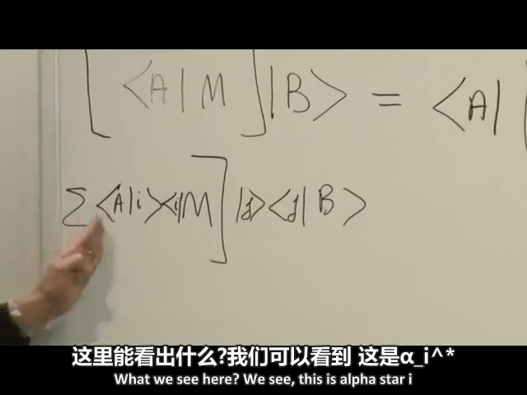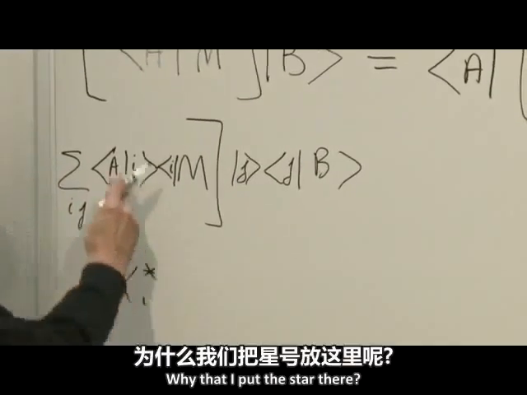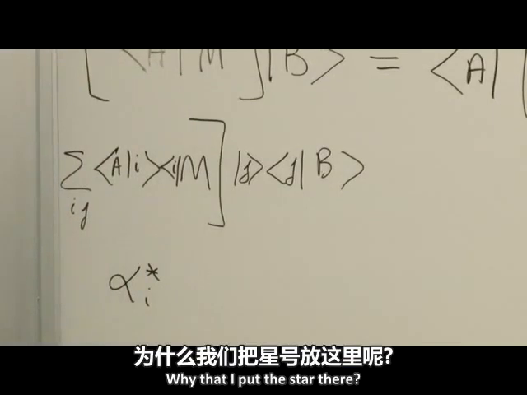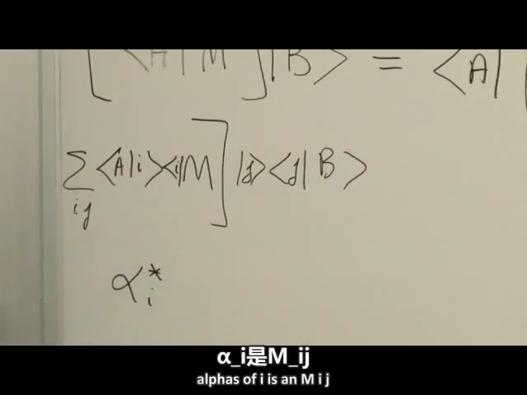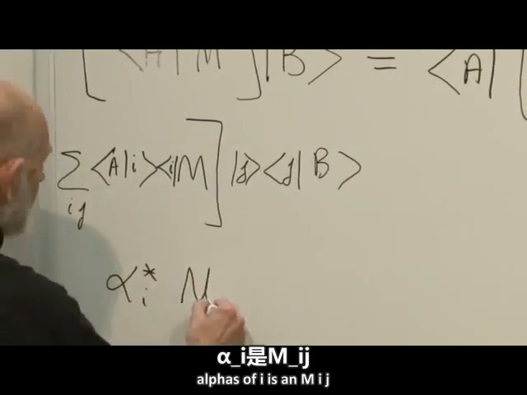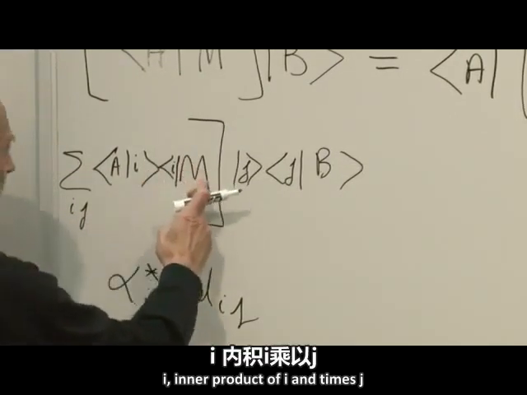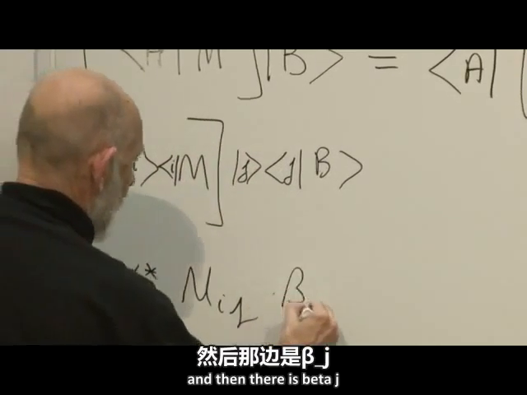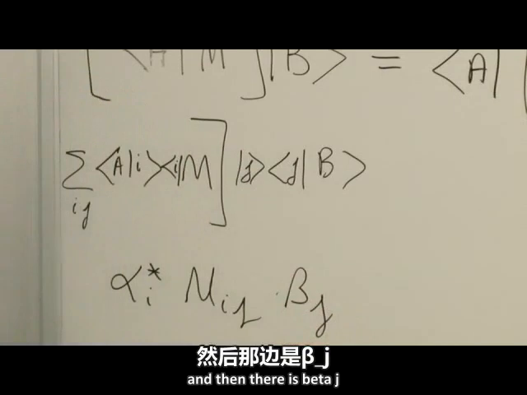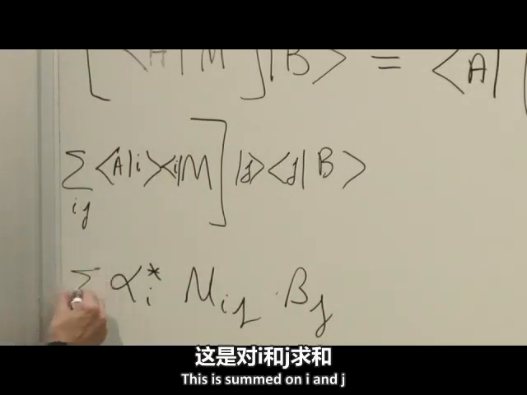What do we see here? We see this is alpha star I. Why did I put the star there? Because the bra vectors are complex conjugates. So there's an alpha sub I. There's an Mij. I in a product of I, M times J, and then there is beta J. That's all we have here. This is summed on I and J.